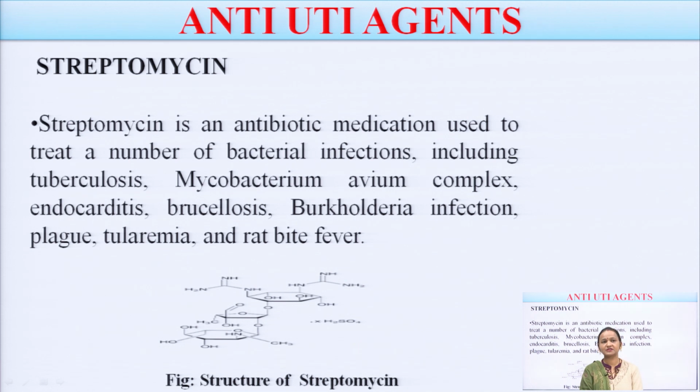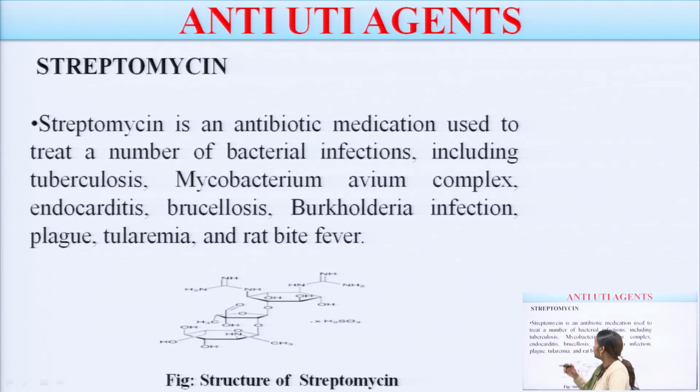Now, the next is streptomycin. It is an antibiotic medication which is used for the treatment of bacterial infections, which can be tuberculosis and also brucellosis, Mycobacterium avium complex, Burkholderia infection, plague, tularemia and rat bite fever. I have told and discussed many times that this drug is not active for only one infection. It can be used for treatment of different types of infection.